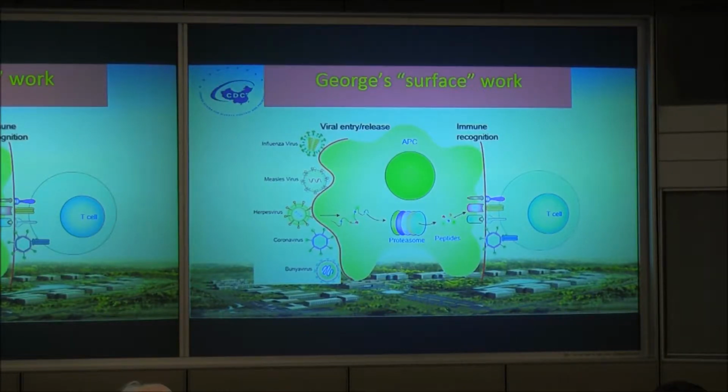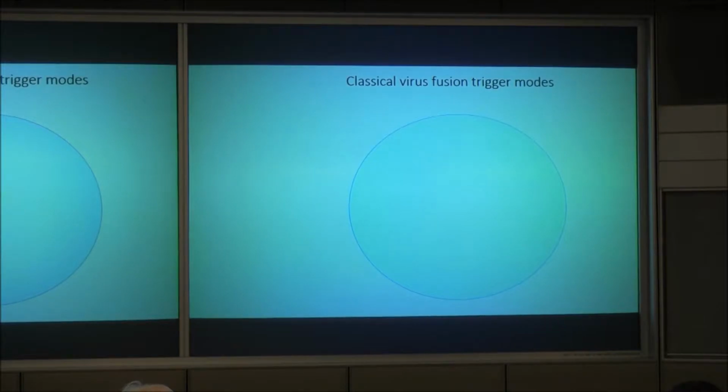So for all those enveloped viruses, for the entry, we now call it classical virus fusion trigger. We have 4 modes. The first mode is a typical HIV. Typical HIV virus would bind to the receptor. The receptor could be CD4 or co-receptor CXCR4 or CCR5. So usually this is type 1, single receptor-ligand interaction.